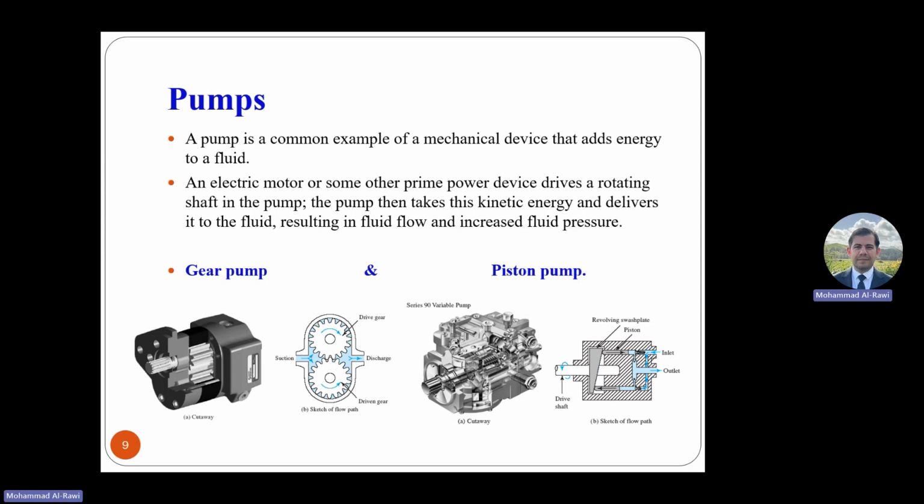A pump is a common example of a mechanical device that adds energy to a fluid. Usually an electric motor or some other prime power device drives a rotating shaft in the pump. The pump then takes this kinetic energy and delivers it to the fluid, resulting in fluid flow and increased fluid pressure. You could have a gear pump similar to that one, with suction and discharge lines, or you could have a piston pump. You see the inlet and outlet, how they are located with respect to the schematic diagram.